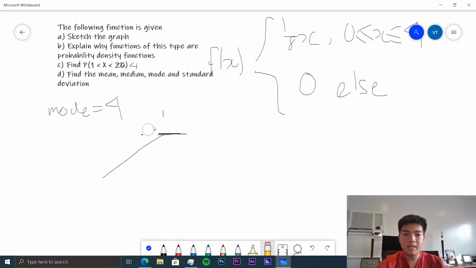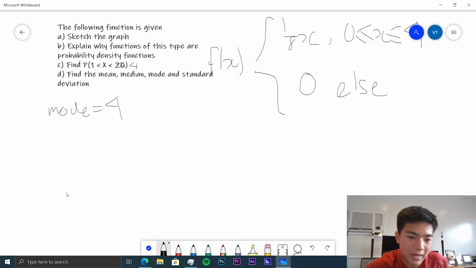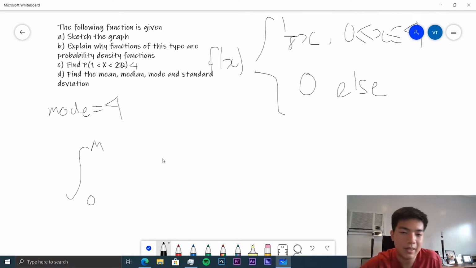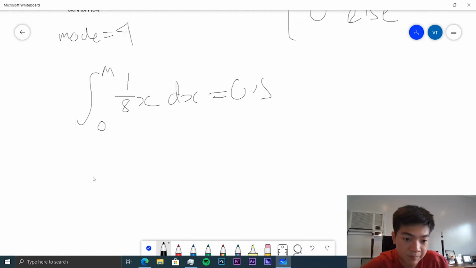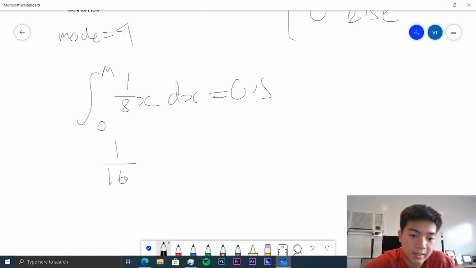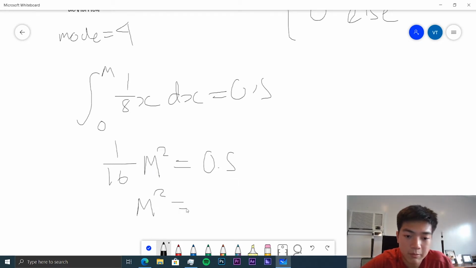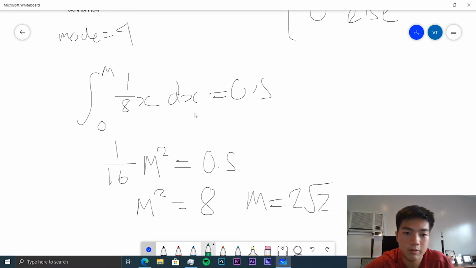Next, the median. We have the integral between 0 and the median, since it's just 0 past that, of 1/8 x dx is equal to 0.5. So in other words, 1 over 16 times the median squared must be equal to 0.5. So the median squared must be equal to 0.5 times 16, which is 8. So the median must be equal to 2 square root 2. So the median is 2 square root 2.